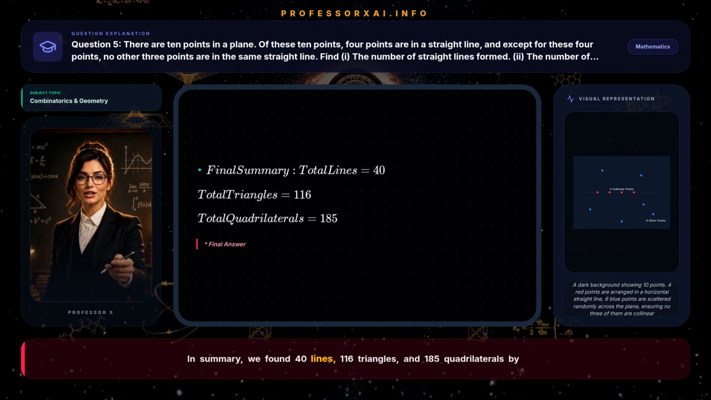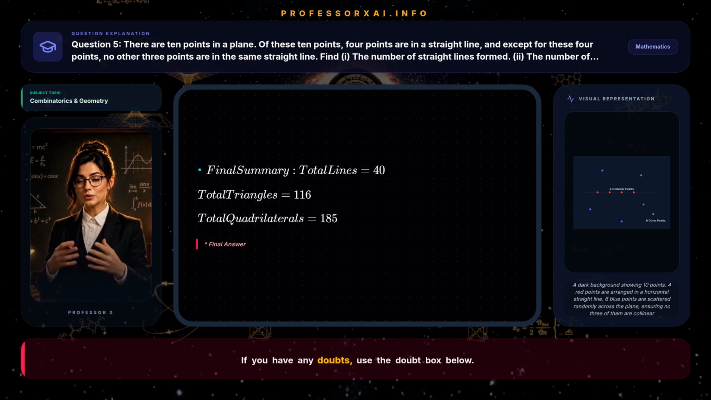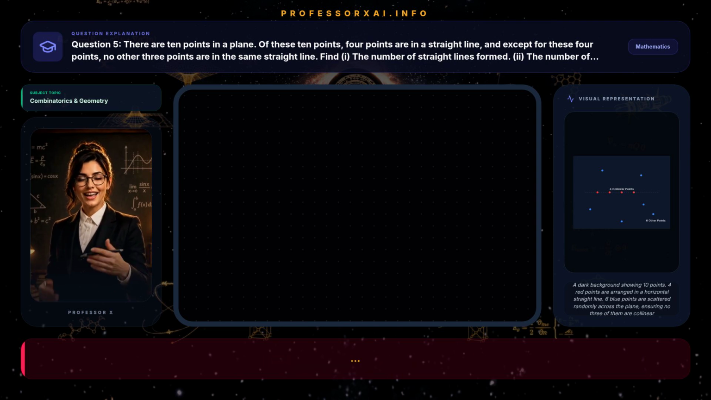To find the number of straight lines, we use the formula NC2 minus MC2 plus 1. 10C2 is 45, and 4C2 is 6. For triangles, we need 3 points. The total combinations are 10C3, which is 120.